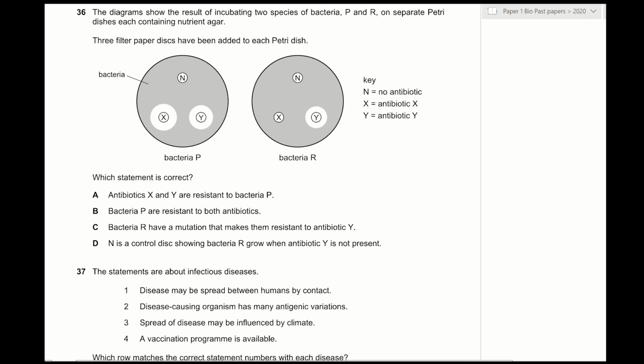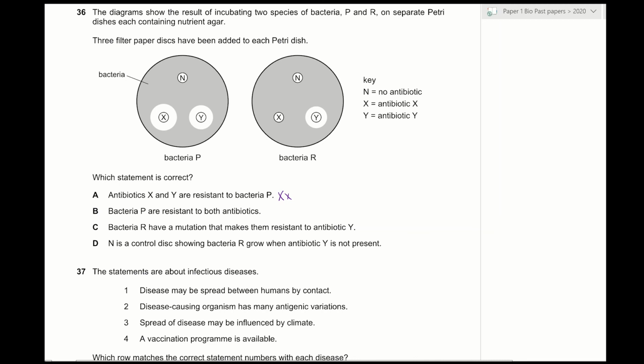The diagrams show the results of incubating 2 species of bacteria, P and R, on separate petri dishes, each containing nutrient agar. 3 filter paper discs have been added to each petri dish. Which statement is correct? A. Antibiotics X and Y are resistant to bacteria P. There's no such thing as an antibiotic being resistant to bacteria. It is the bacteria that are resistant to the antibiotic. Therefore, the statement is incorrect.